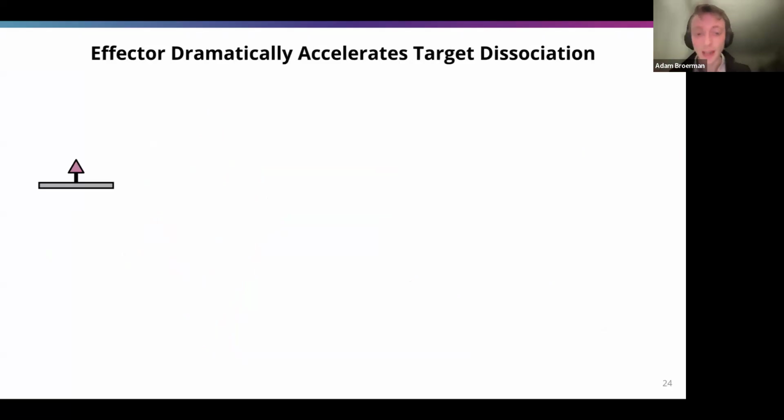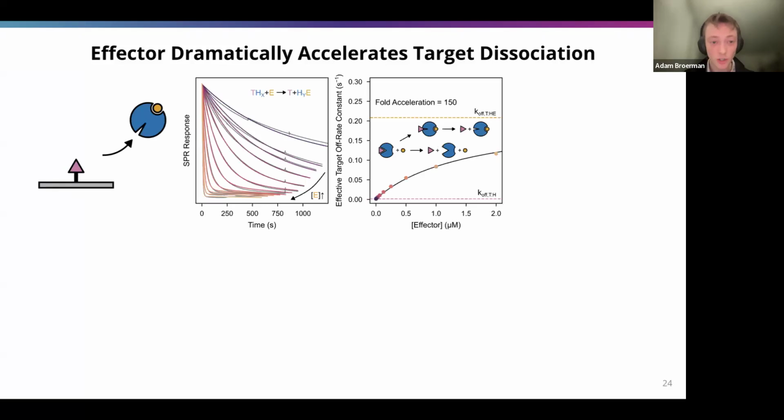Okay, so that was how I approached the design. Now, let's see, do those actually work? To test that, we did an SPR experiment where we have the targets captured on the chip. We flow over the host, and that will bind. And then that's going to dissociate spontaneously at some rate. We want to see if we add effector, can we see this switch into a ternary complex and then dissociate much faster?